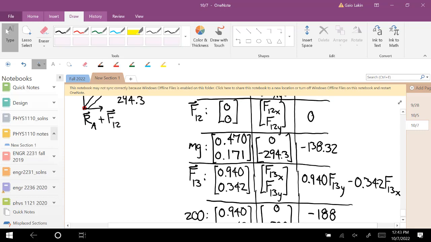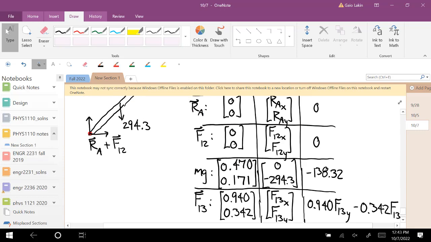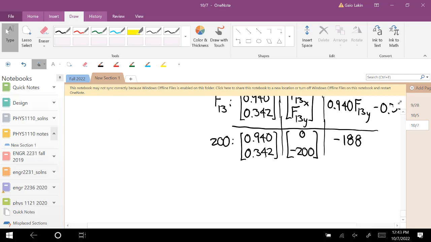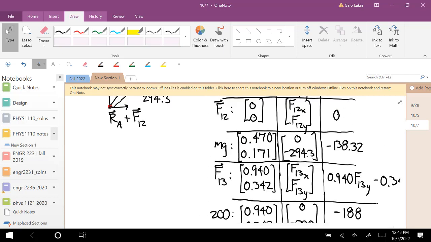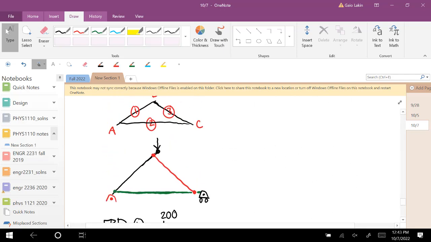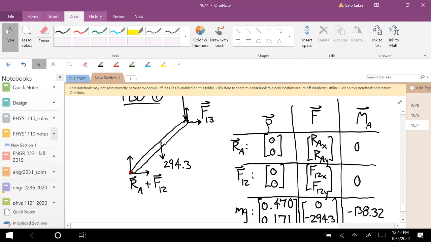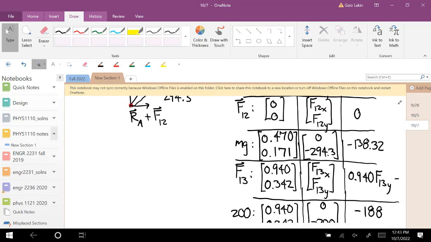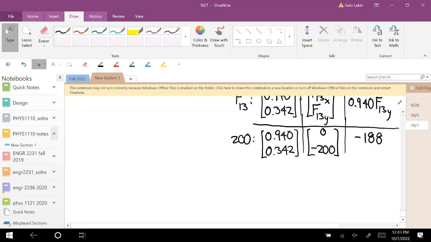Okay, so there's the complete table for member 1. The good news, that's already a pretty involved one, but the good news is that if you're using this approach where your base member is the lowest numbered member at a joint, then your lower numbered members are always going to have a lot more forces acting on them than the higher numbered members. So 1 is often going to be the messiest looking one.